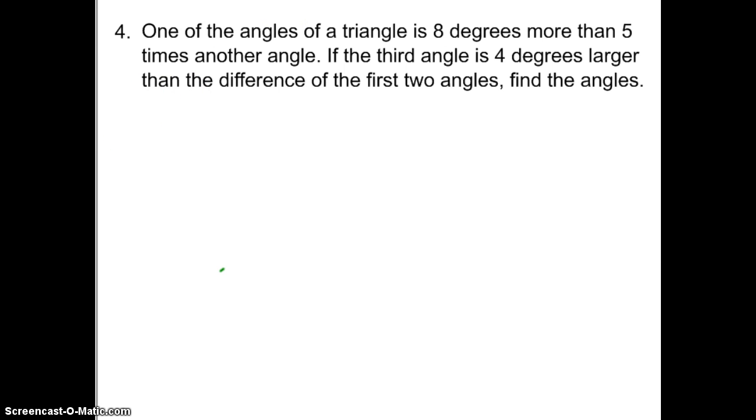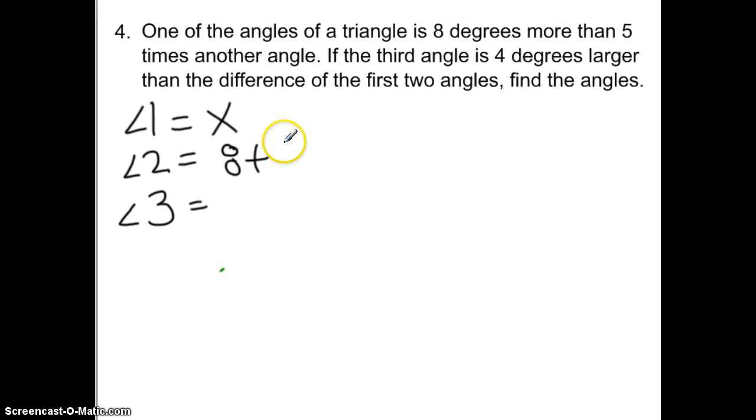I'm going to use 1, 2, and 3. That's just what I chose. Your first angle is always going to be x. Always, always, always. One of the angles of a triangle is 8 degrees more than 5 times another angle. So that other angle is going to be angle 1, which is x. This 8 plus means 8 more than, and this 5x means 5 times the other angle, which is angle 1.